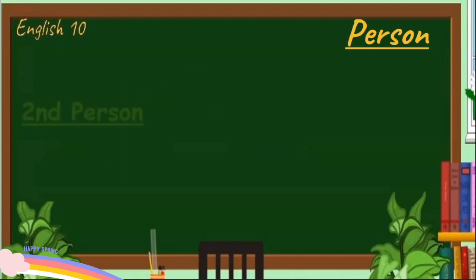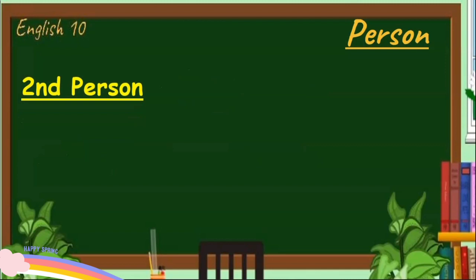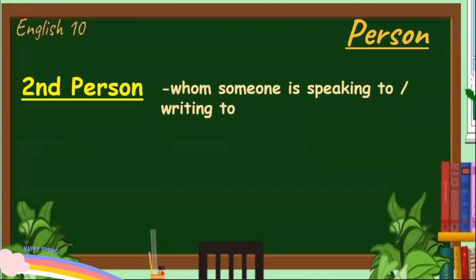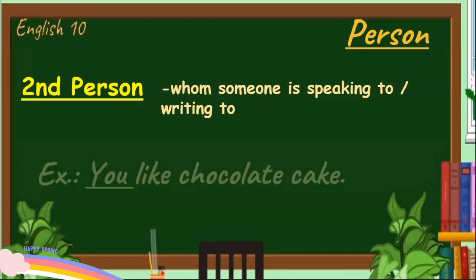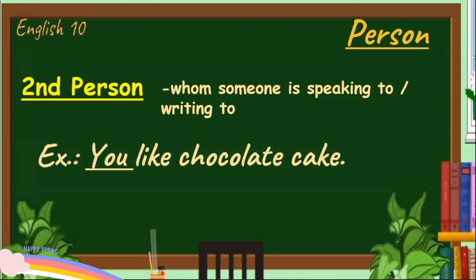Well, second person is the person whom someone is speaking to or is writing to. Example, you. You like chocolate cake. I am the speaker, but I am talking to you. So you, as a pronoun, is a second person. Okay? So the one who loves chocolate cake is no longer me. It is the one spoken to, and that is you.